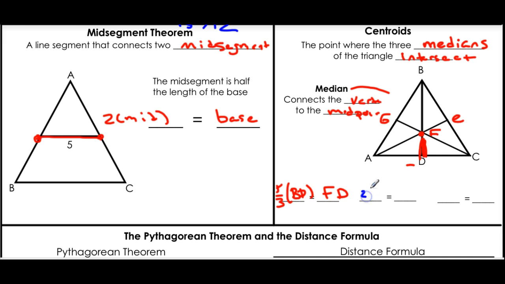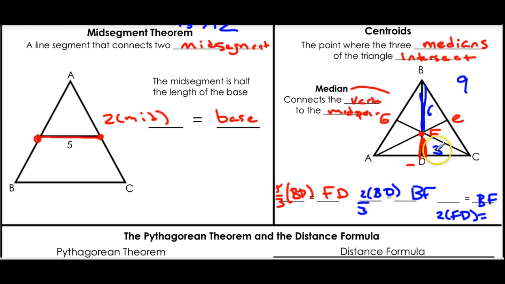2/3 of the whole thing, BD, 2/3 of BD is equal to BF, all right? And that's the bigger part of the median. And since FD is 1/3 and BF is 2/3, I know that 2 times FD, the smaller part, is equal to BF.